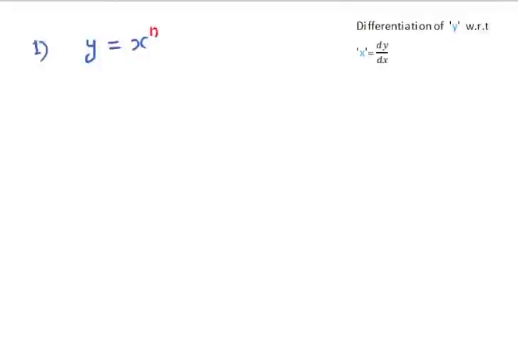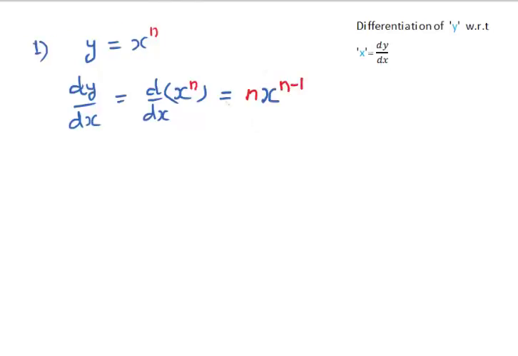then the derivative of y with respect to x, dy by dx, can be written as d by dx of x to the power of n. So you can see here dy by dx, y is substituted with x to the power n because y is equal to x to the power n. The result is n x to the power of n minus 1. This is the general formula for differentiation of any function x to the power n.